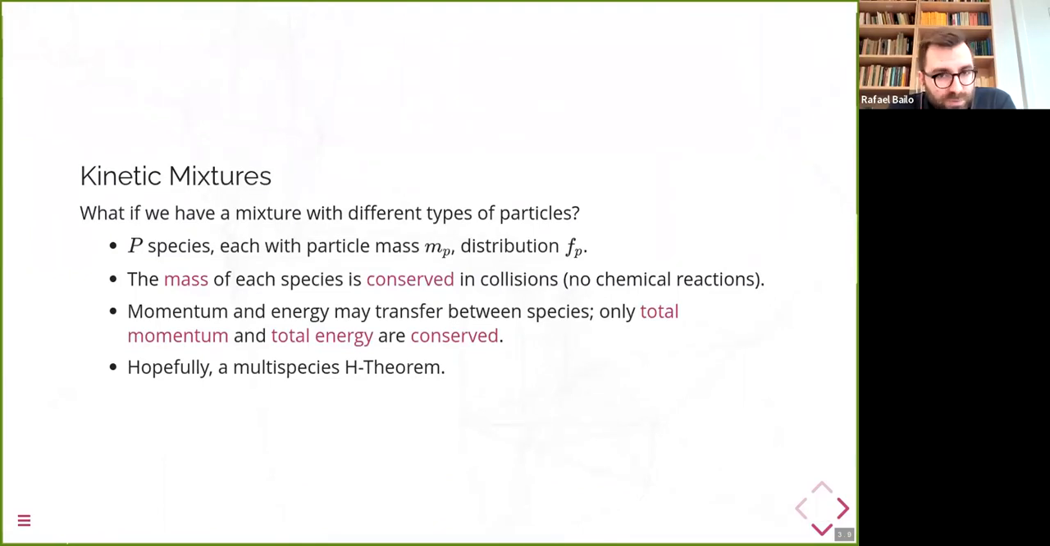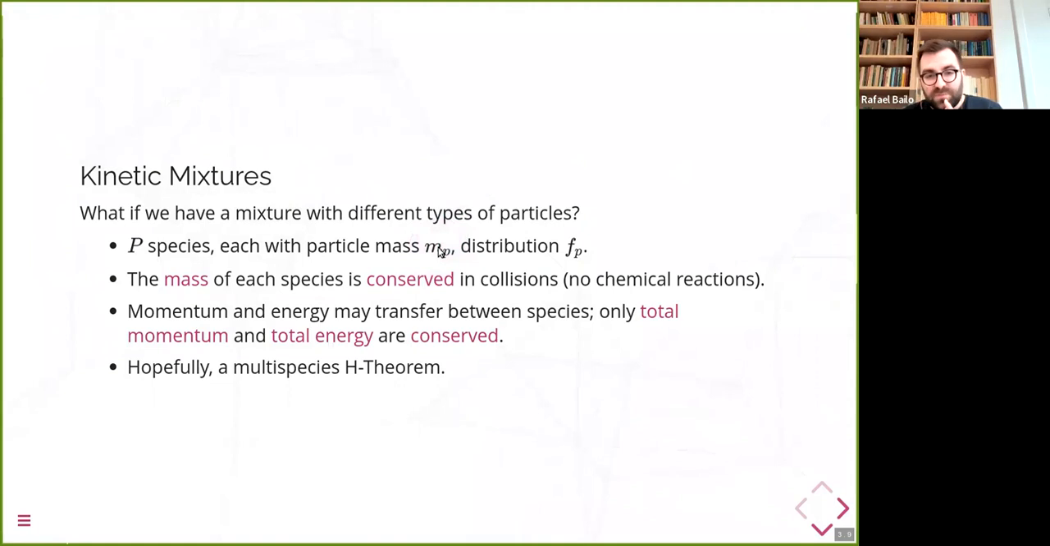Now, I do want to talk about kinetic mixtures. So in fact, all I've said was about a single gas, but I want a mixture of gases. So I want many species. In fact, there's 2 species, but this would generalize. Each species will have its own distribution and a mass, which may be different. So not all the particles have to have the same mass. All the particles of each of these species do have the same mass, for simplicity. So I have as many masses as I have species.